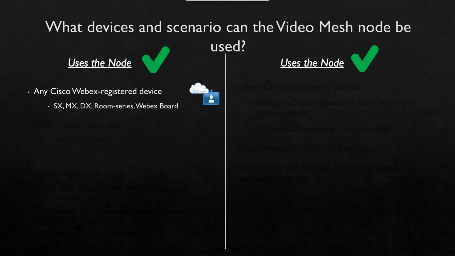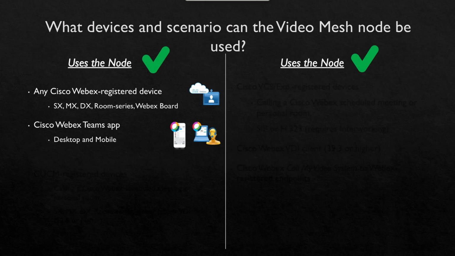So any Cisco Webex registered device can use the video mesh node. Now there's something very specific I have to clarify here. That's any telepresence device. So SX endpoints, MX, DX, room series endpoints, Webex endpoints, the Webex board, those types of devices that are registered to the Webex Control Hub, they can use the video mesh node. This does not include UC video phones. We'll talk about that more on the next slide.